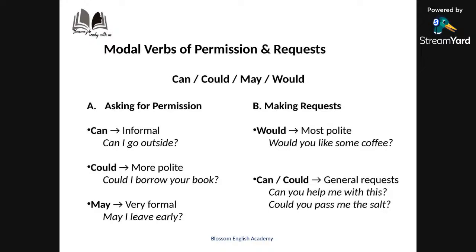Okay, so here you have can, could, may, would. We have already discussed when we are supposed to use can, could, may. And these four modal verbs can also be used for making a request, and also for seeking permission. When you say can, it means you are in a friendly environment, hanging out with your friends, and the environment is completely informal.